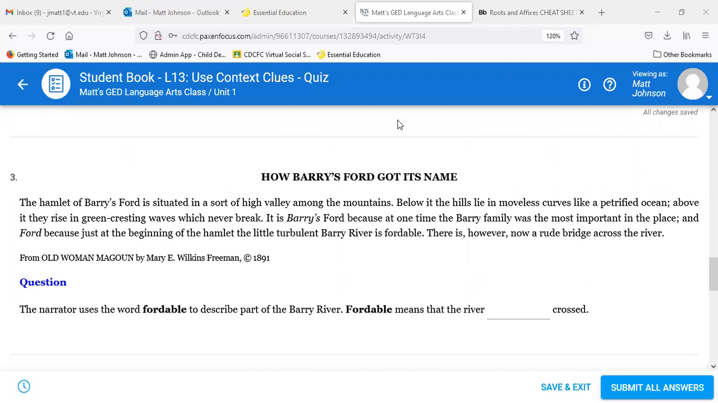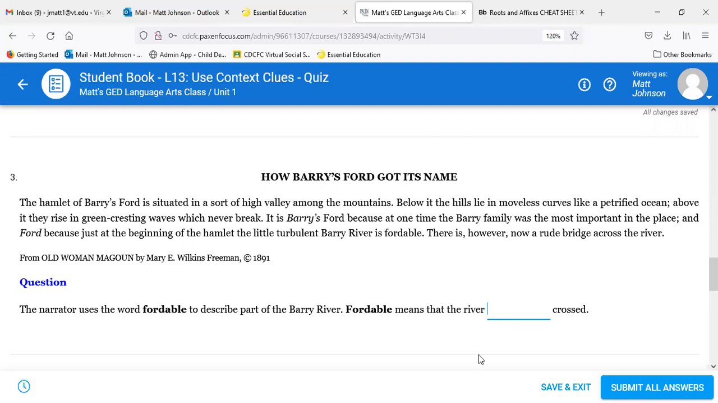I'll try it. I'm sorry. What does fordable mean? Doable. It could be done. Yeah, that's a good way to put it. And what we're working with here is whatever kind of connects with your brain, right? So you can understand the word in the context. So yeah, it means that the river's crossable, right? That you can get across it at that point.